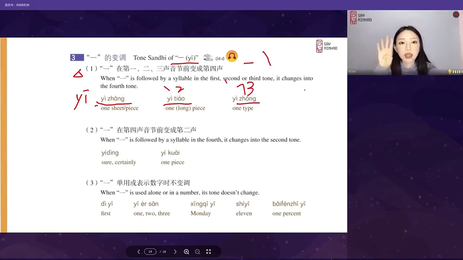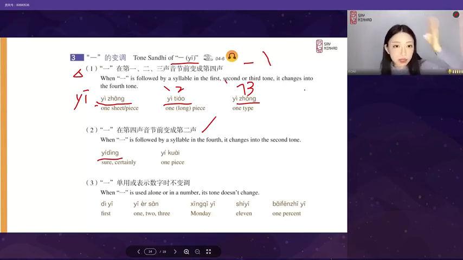Okay, and when it is before a fourth tone syllable, it will change to second tone. Second tone, okay? For example, first one, 一定, 一定. 定 is the fourth tone, so it changed into second tone. Next, 一块 means one piece, 块 is fourth tone, so it changed into second tone.